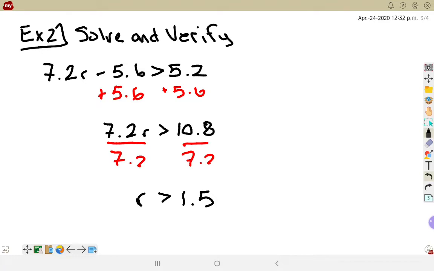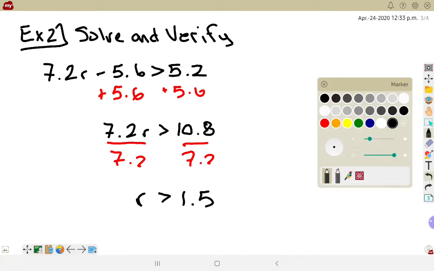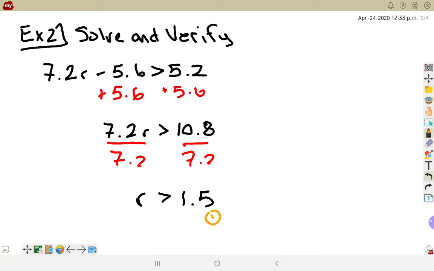Okay, so again, that should be all my solutions. As long as I pick something that is bigger than 1.5, I should get a solution that is true for that inequality. Okay, so I'm going to test that out. I'm going to just make sure that we have the right boundary point.